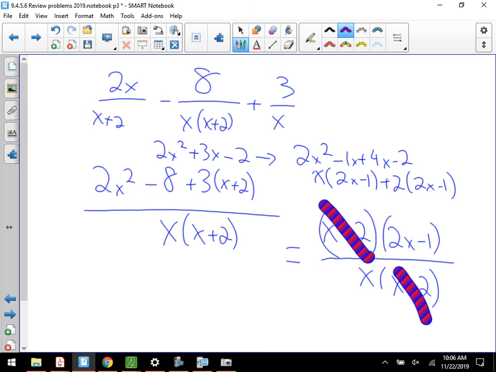Remember the shortcut of doing that? 2x squared plus 3x minus 2. Isn't that 2, 3, negative 2? What are the two zeros of the denominator? Well, one of them is 0. What's the other 0 of the denominator? Negative 2, right? Negative 2 is 0. What are you left with?